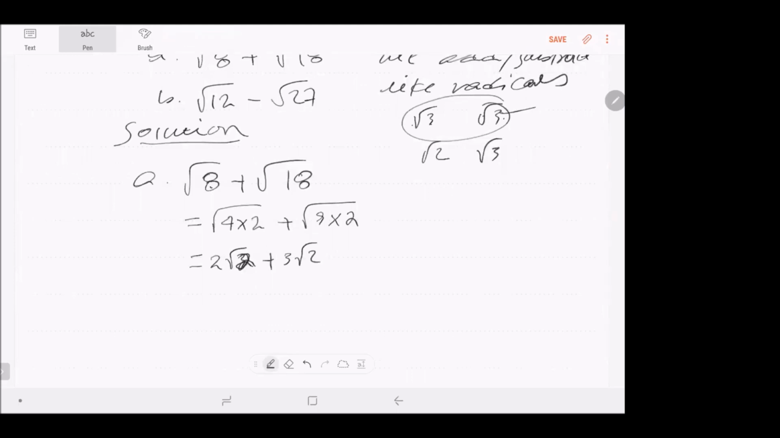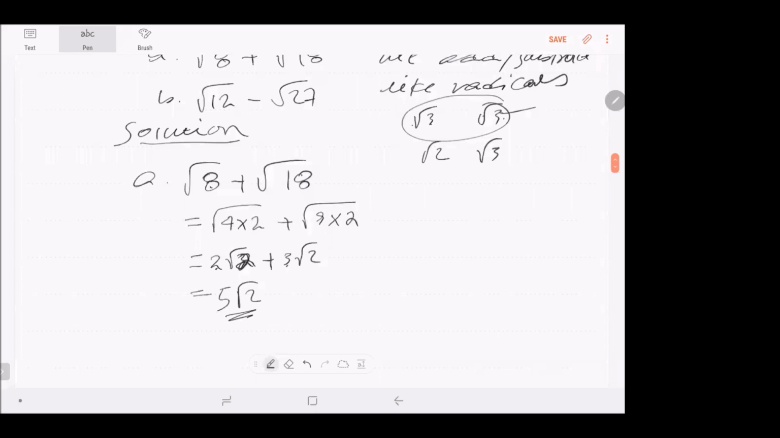So we can add or subtract like radicals. When you add or subtract like radicals, after you convert them to like radicals, you add or subtract only the coefficients. Here is the coefficient 2, here is the coefficient 3. 2 plus 3 is 5. So the result will be 5 times the square root of 2.